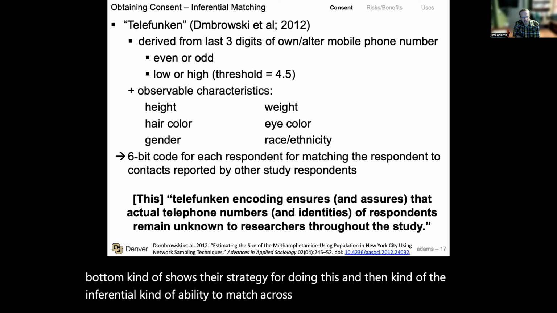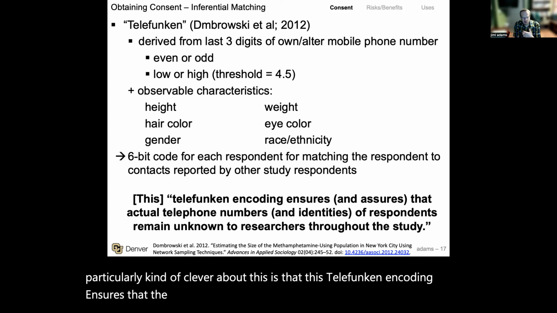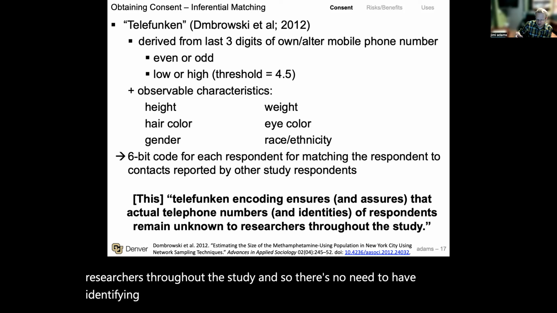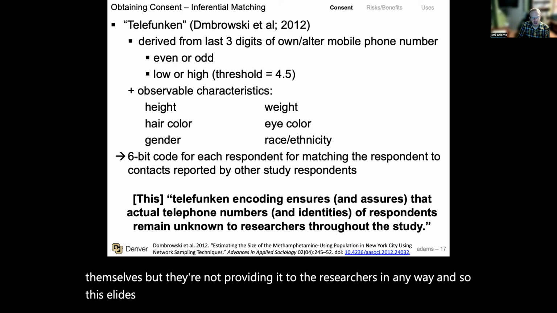And what's particularly clever about this is that this Telefunken encoding ensures that the actual identities of respondents remain unknown to the researchers throughout the study. And so there's no need to have identifying information. The identifying information the respondents have themselves, but they're not providing it to the researchers in any way. And so this elides that necessity of the catch-22 that we talked about a couple of slides ago.